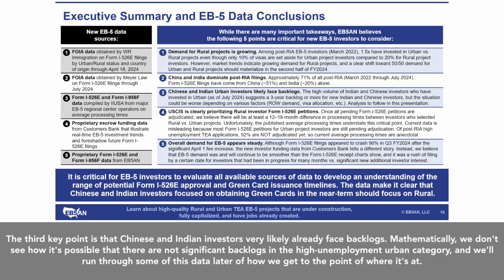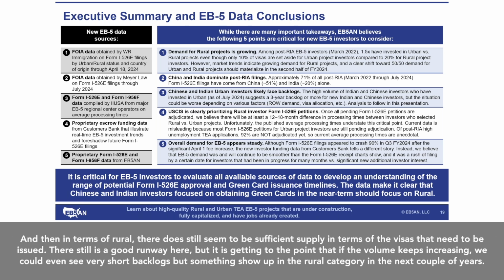The third key point is that Chinese and Indian investors very likely already face backlogs. Mathematically, we don't see how it's possible that there are not significant backlogs in the high unemployment urban category, and we'll run through some of this data later of how we get to the point of where it's at. And then in terms of rural, there does still seem to be sufficient supply in terms of the visas that need to be issued. There still is a good runway here, but it is getting to the point that as volume keeps increasing, we could even see very short backlogs show up in the rural category in the next couple of years.